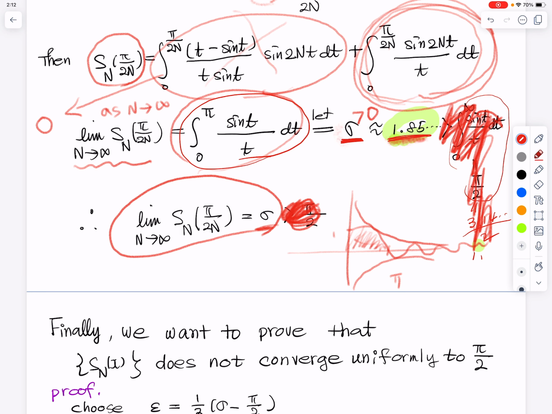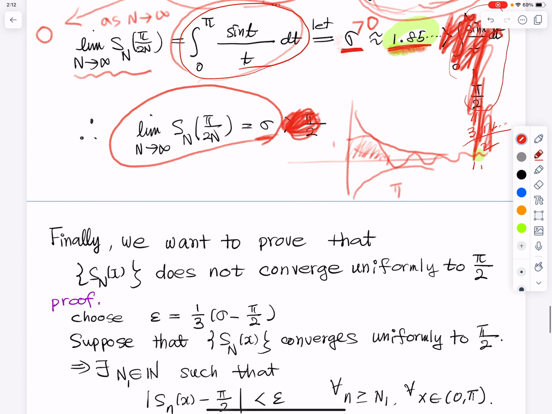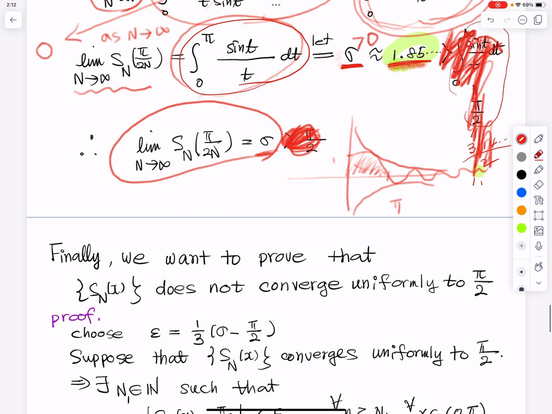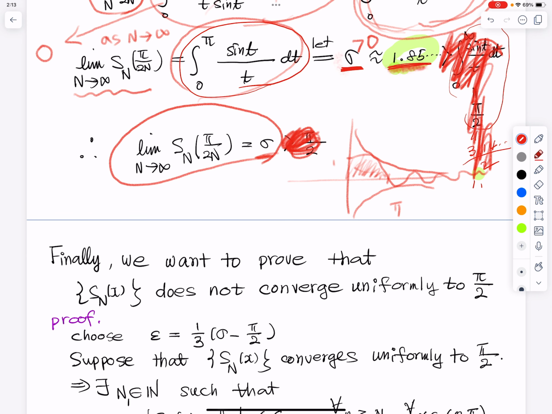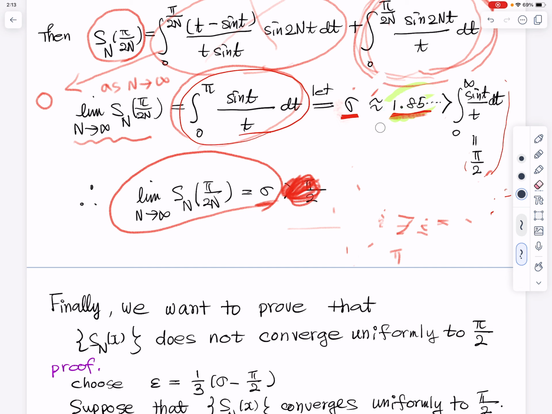What this one says, I think we need this one too. Let me go back to here. This one should be pi over 2. So I erased this. I'm sorry. I've got to go back again. I need this one. I'm sorry.